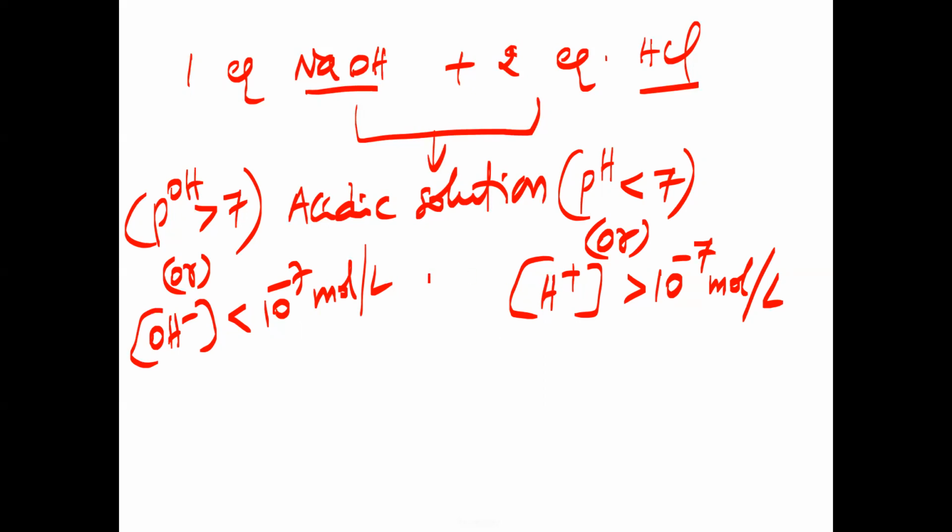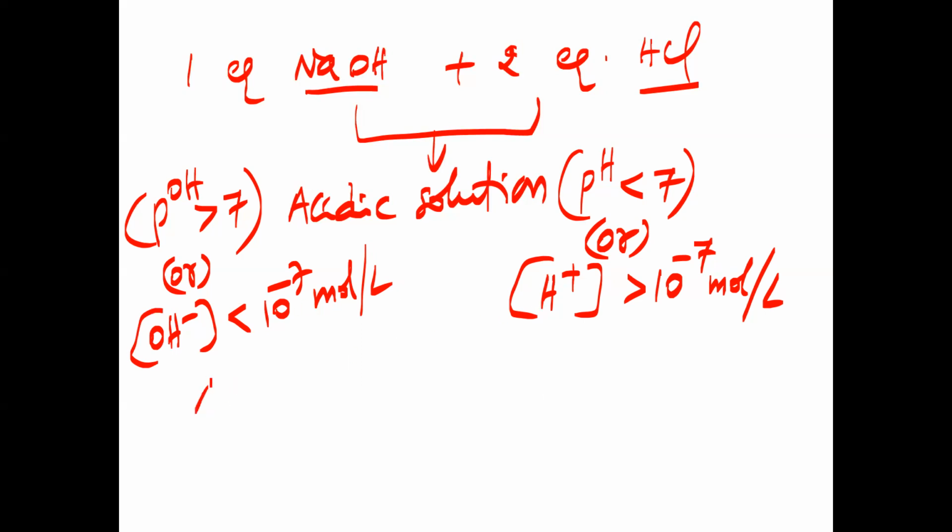H plus ions will be greater than OH minus. That's why H plus ions will be greater than 10 power minus 7, but OH minus will be less than 10 power minus 7. Here, less than 10 power minus 7 means the value may be either 10 power minus 8 or 10 power minus 9 or 10 power minus 10 and so on. And here H plus ion concentration greater than 10 power minus 7 means it may be either 10 power minus 6 or 10 power minus 5 or 10 power minus 4 and so on. Like this you have to understand H plus ion and OH minus ion concentrations.